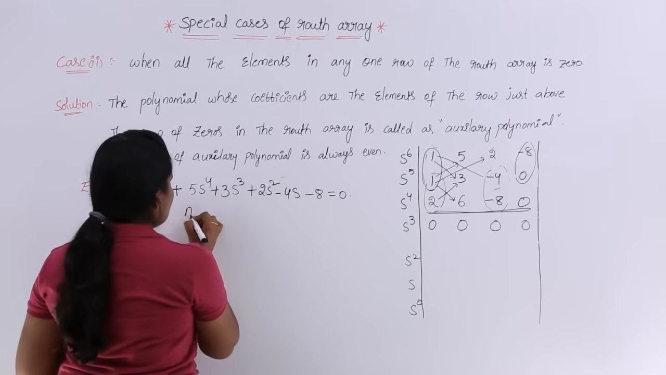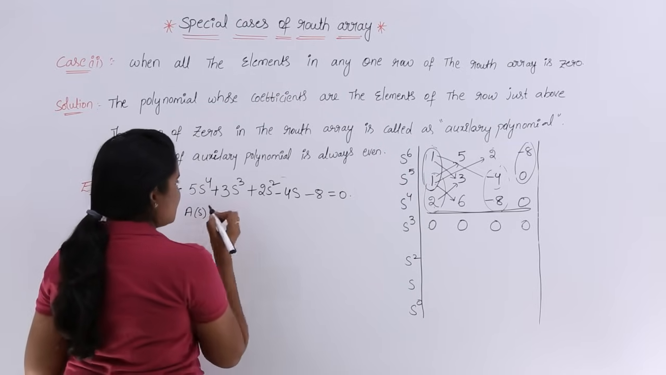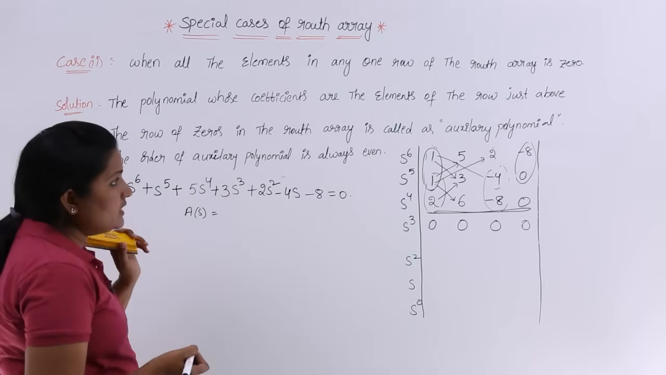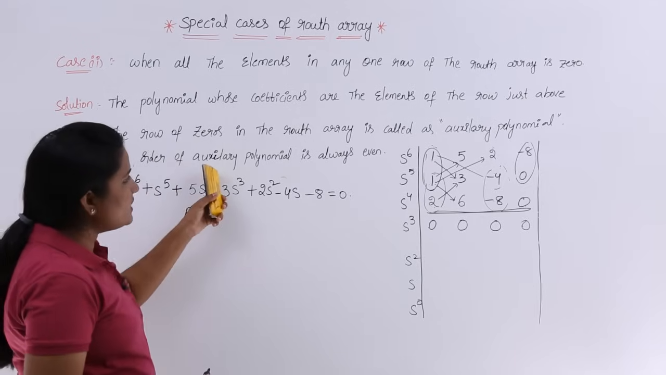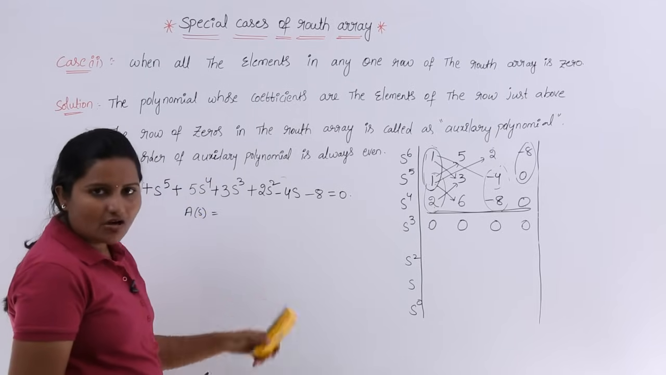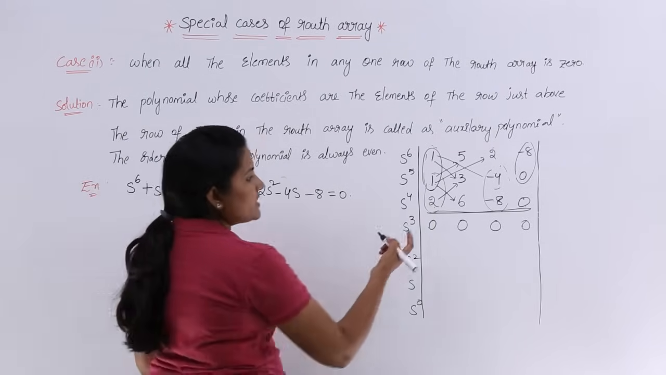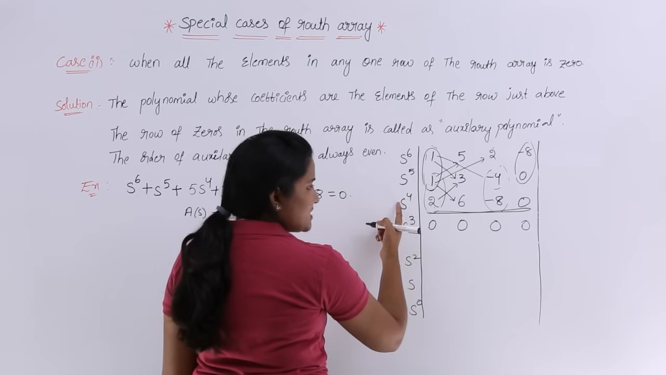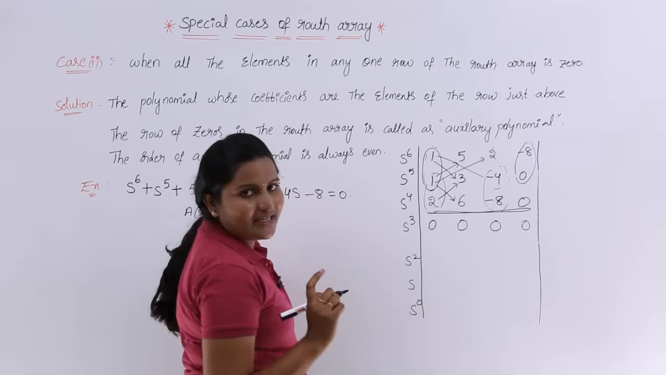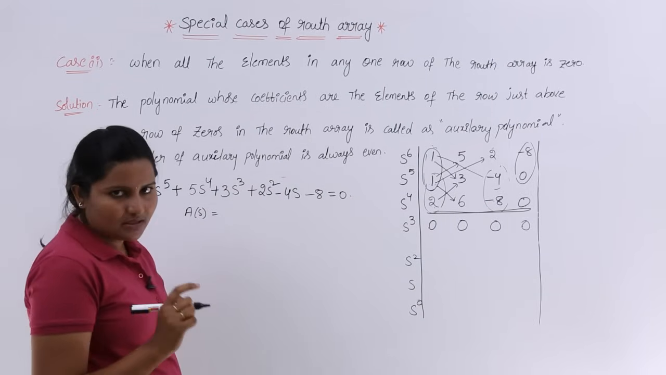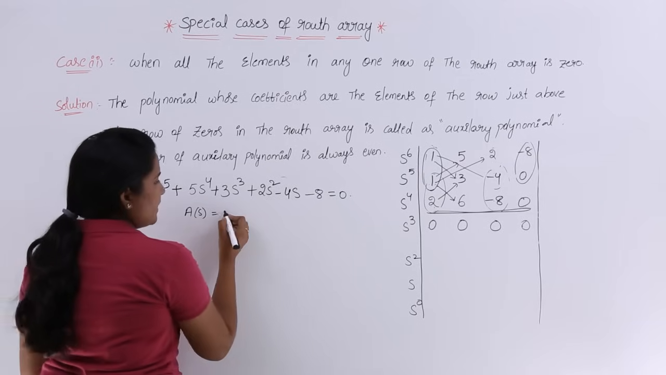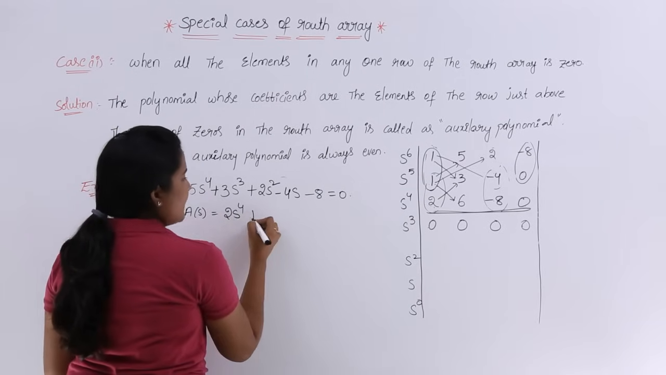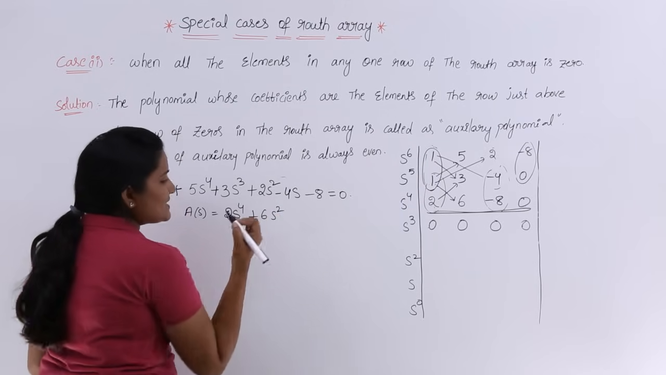Auxiliary polynomial means A of S you need to consider. I am considering that as auxiliary polynomial. That auxiliary polynomial is always even. Order of the auxiliary polynomial always must be even. That means 2s power 4 plus 6s square minus 8s power 0. S power 0 means that is a constant term. So, we need to consider 2s power 4 plus 6s square. Do not consider s cube.